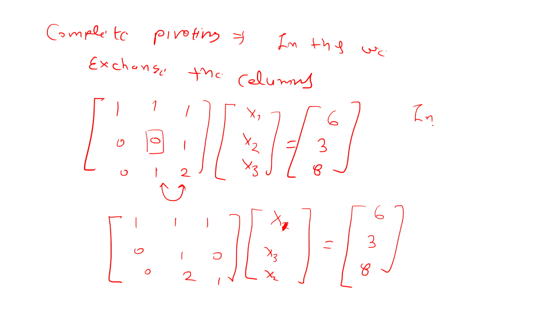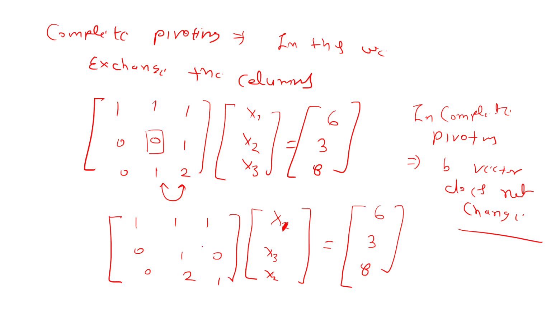In complete pivoting, the b vector does not change. Now we will follow the same procedure, that all the elements below this pivot will be made 0. So we will do that.